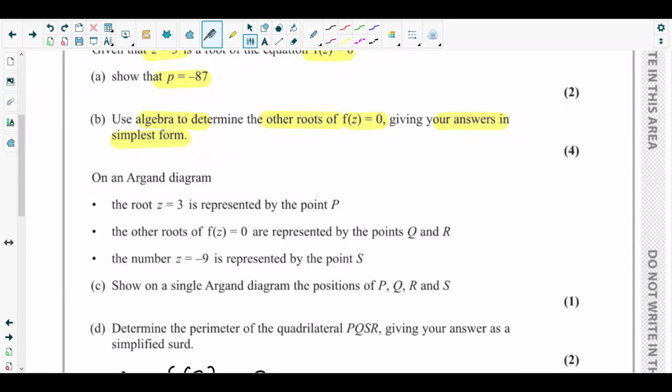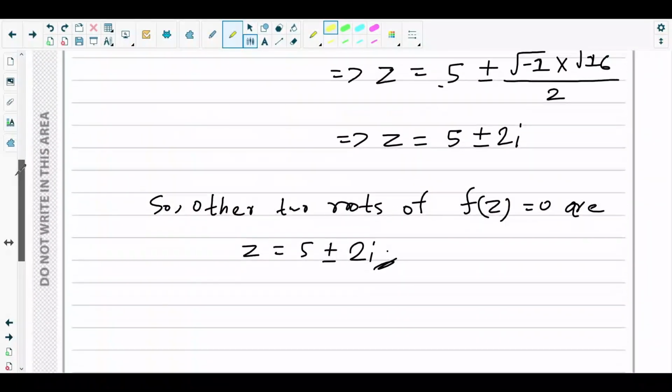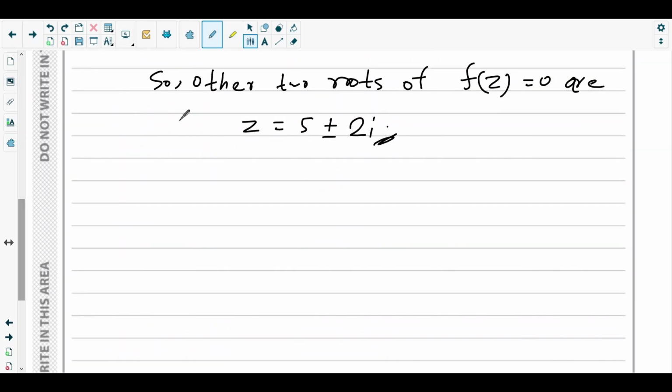Okay, next is part C. The question says: on an Argand diagram, the root z equals 3 is represented by the point P. The other roots of f(z) equals 0 are represented by the points Q and R. The number z equals -9 is represented by the point S. So part C is asking to show on a single Argand diagram the positions of points P, Q, R, and S. So we have to show the roots and also an extra point on an Argand diagram.